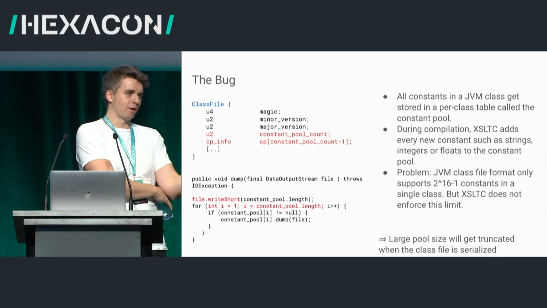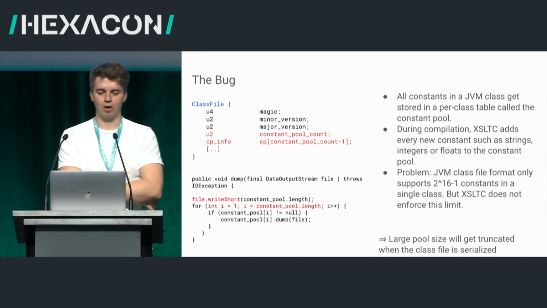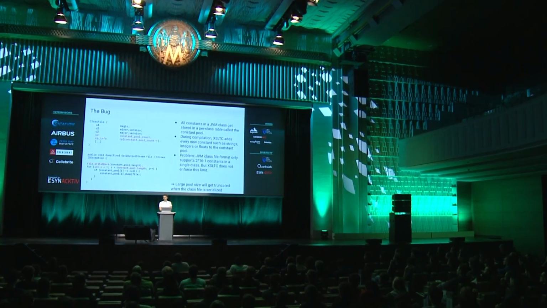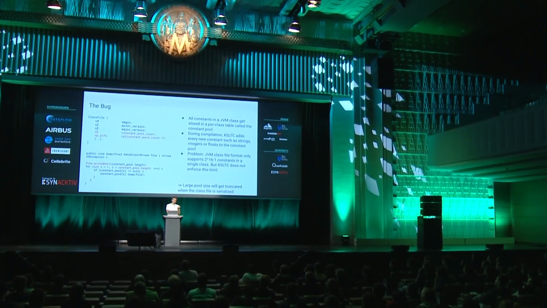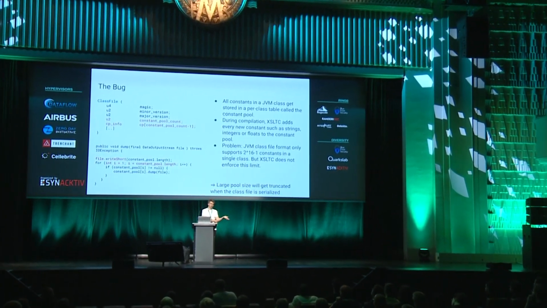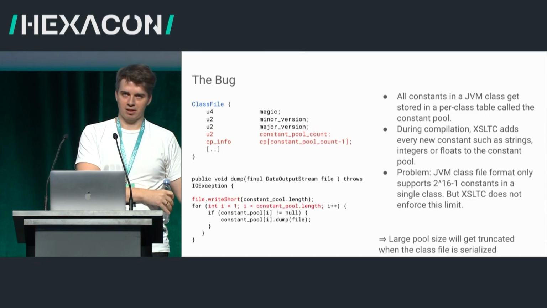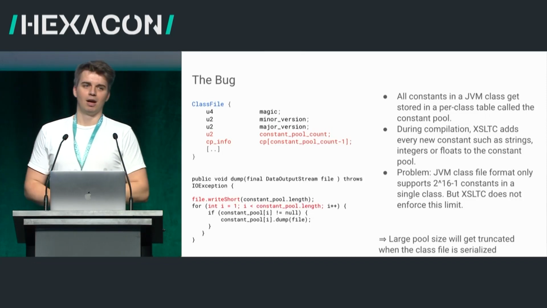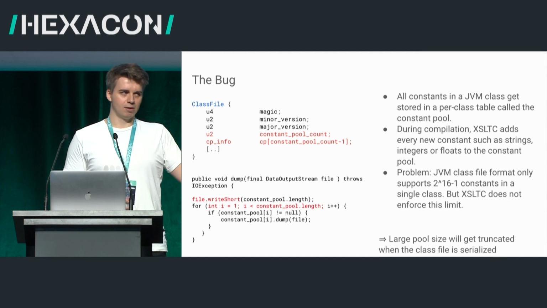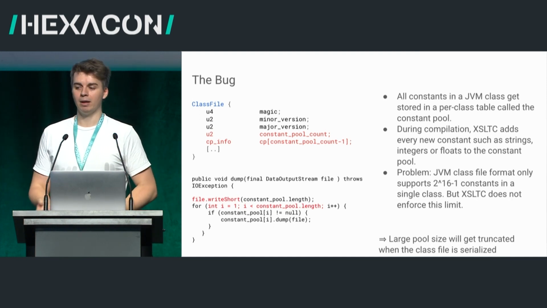The problem is if you actually look at the class file format, the header is shown on the left side of the screen, you realize that the size of this constant pool is specified with a 16-bit integer, right? So a JVM class can normally only have around 65K constants. And the problem is that in this whole stack, XSLTC does not enforce this limit in any way.